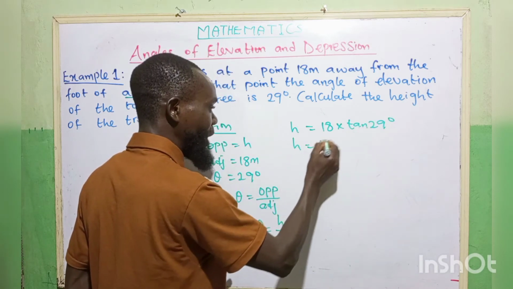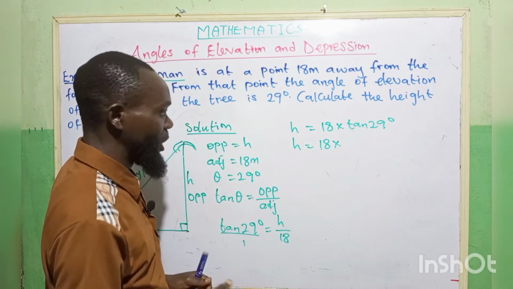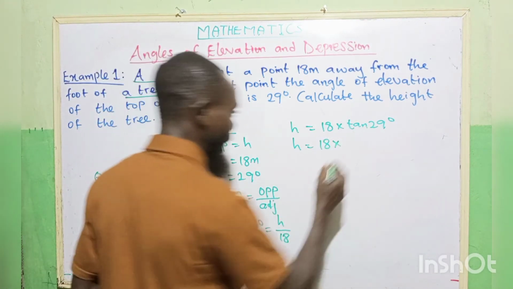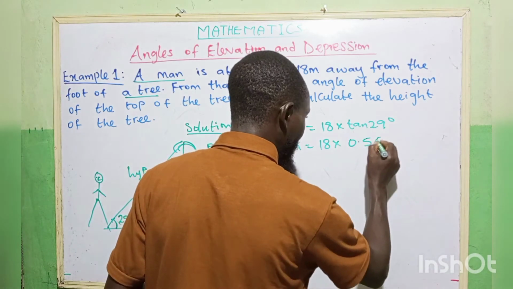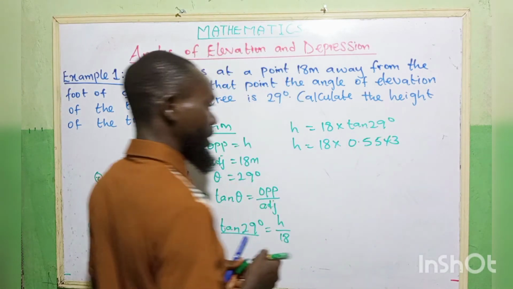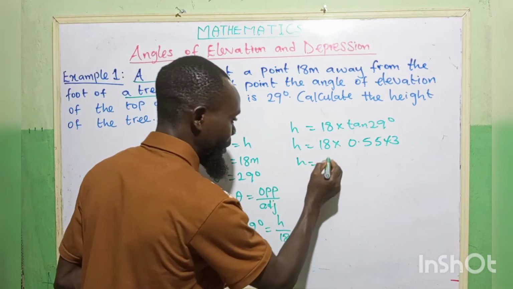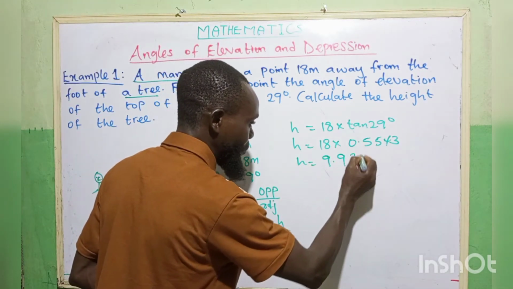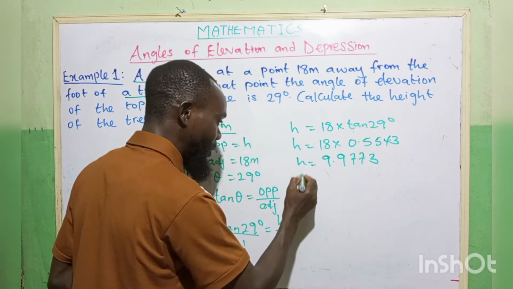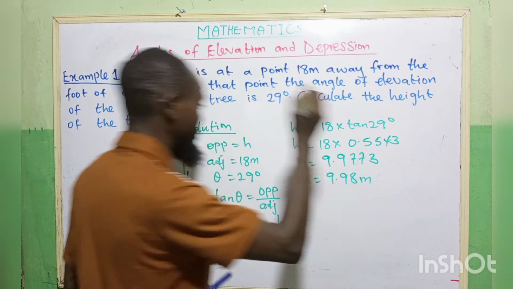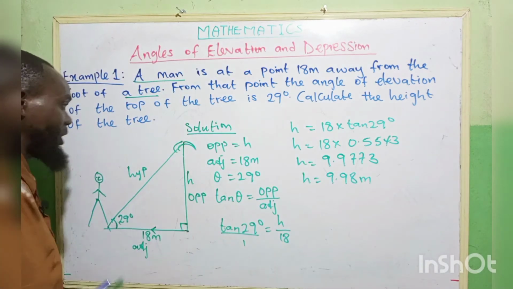So h equals 18 multiplied by tan 29 degrees. When you use your calculator to find tan 29 degrees, you are going to have 0.5543. Now multiply both of them together. We have 9.9773. Now which means h equals 9.98 meters. So that's the height of this tree.